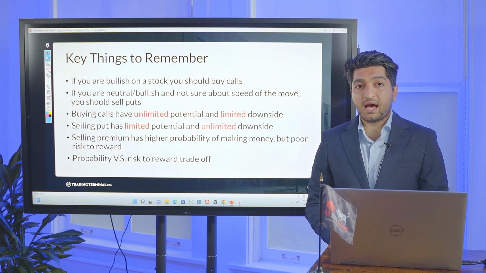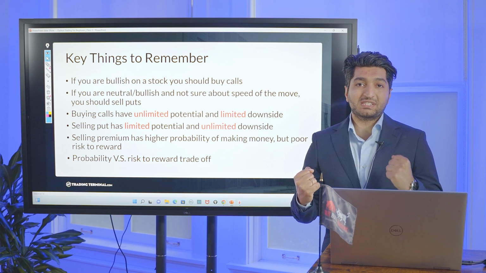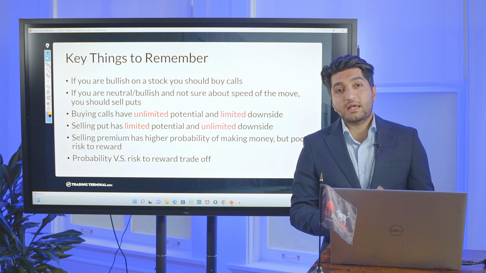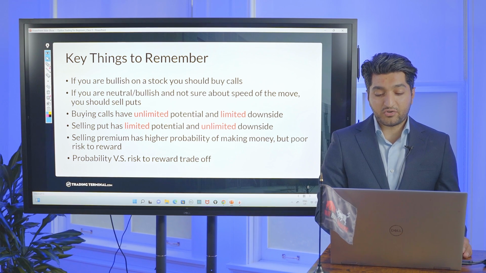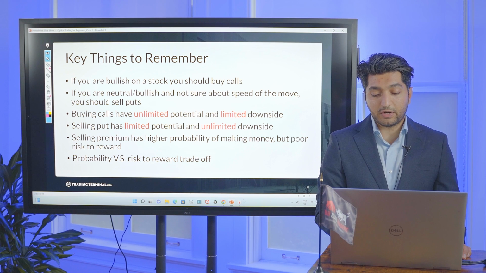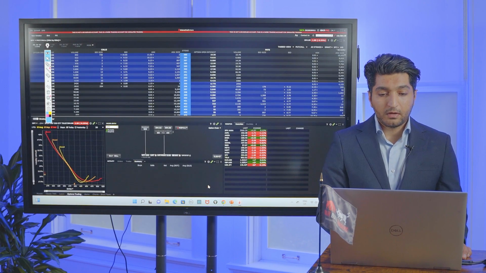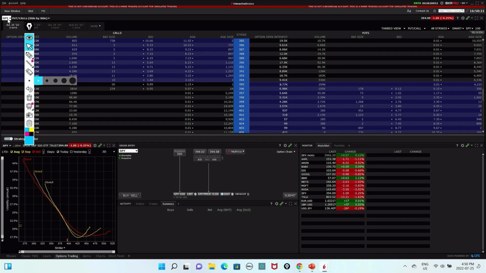That's when you need to decide if you want to buy calls or sell puts, if you're bullish on a trade. So let's go to our simulated trading account by Interactive Brokers and actually show you this in real life. You have your option chain here. Let's bring up Apple. So I put in the ticker on the left hand side.